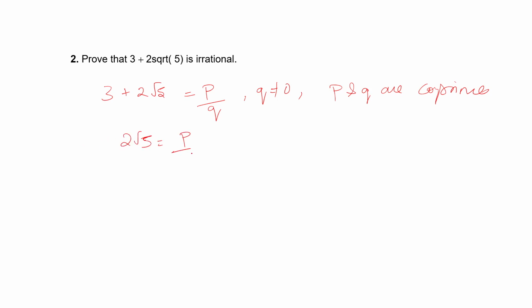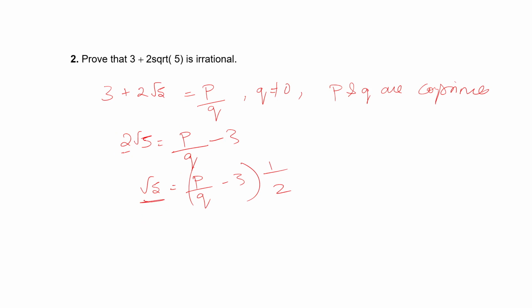So the next question is to prove that 3 plus 2 into square root of 5 is irrational. Again we will go by the contradiction. Okay, so we will take the same steps again. So now 2 root 5 is equal to p by q minus 3, and then root 5 is equal to p by q minus 3, into 1 by 2. So we are bringing all these values to this side and keeping only root 5 here.